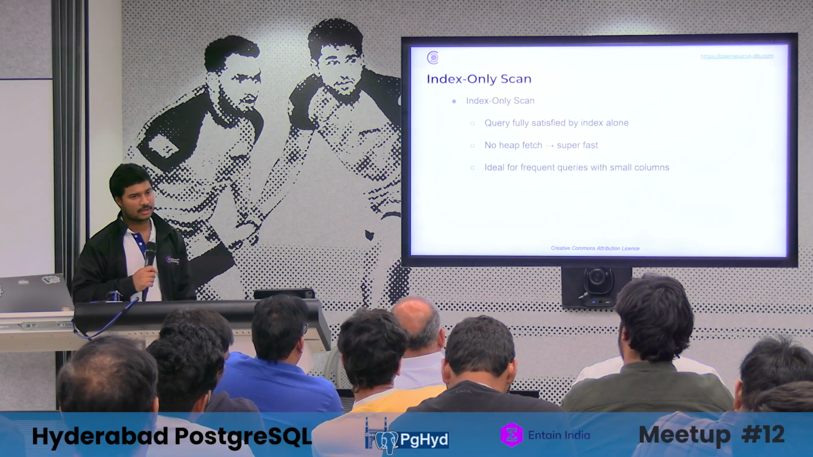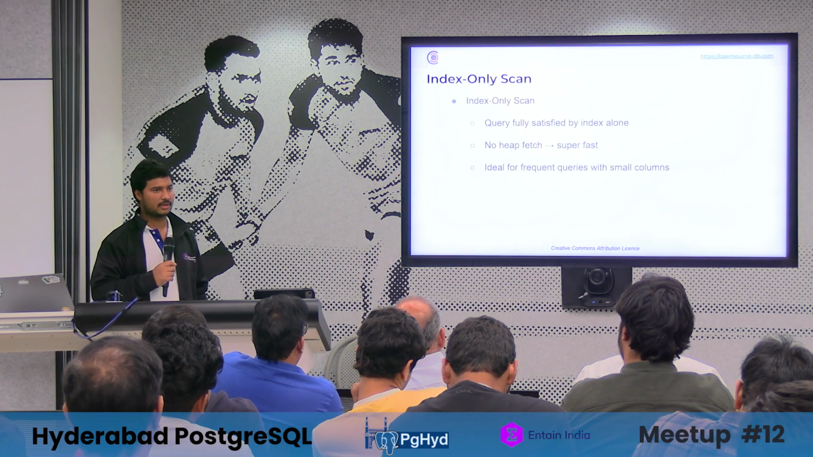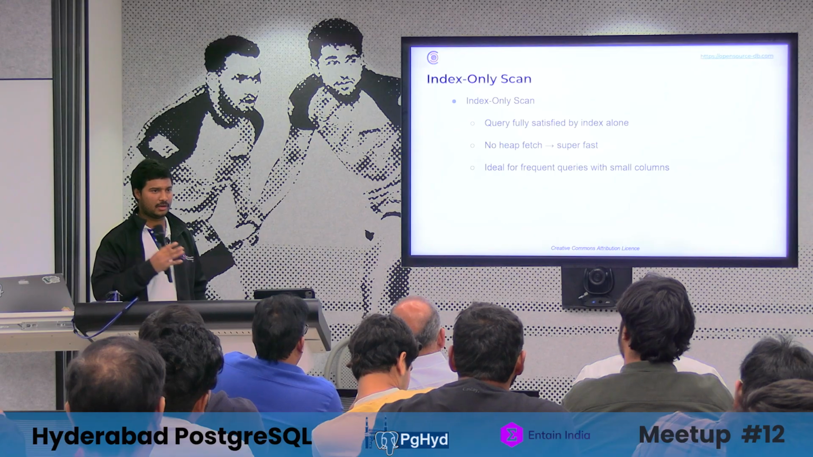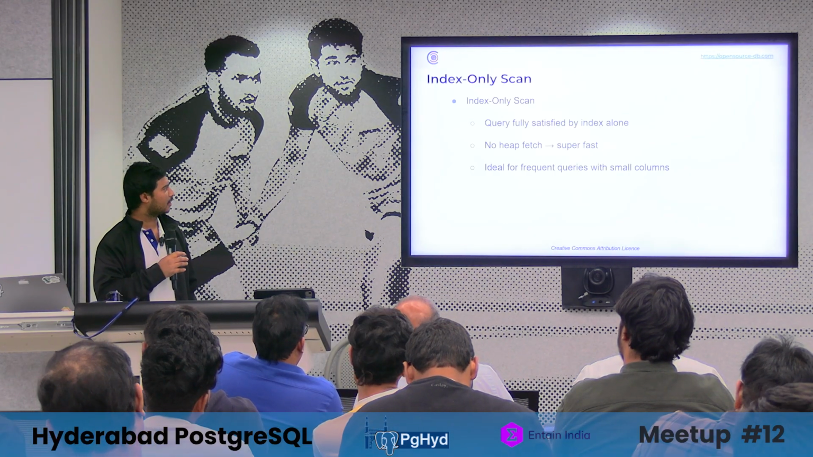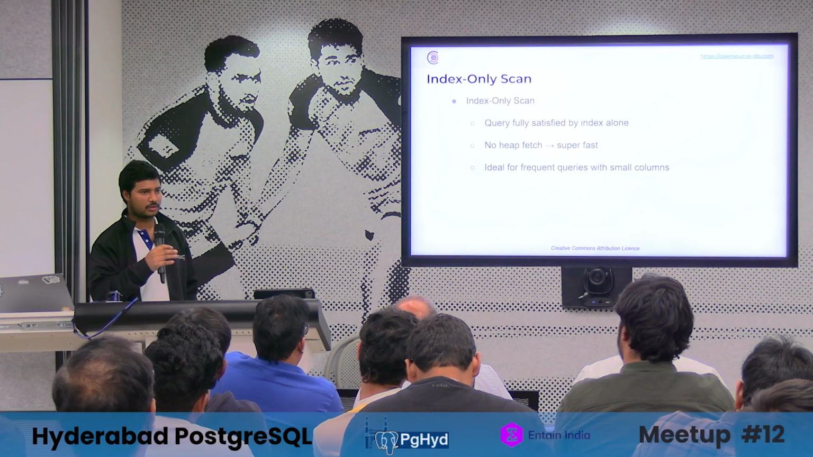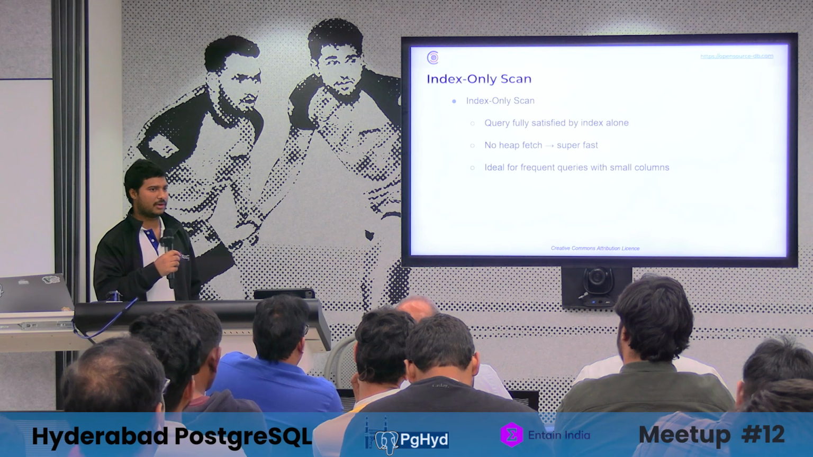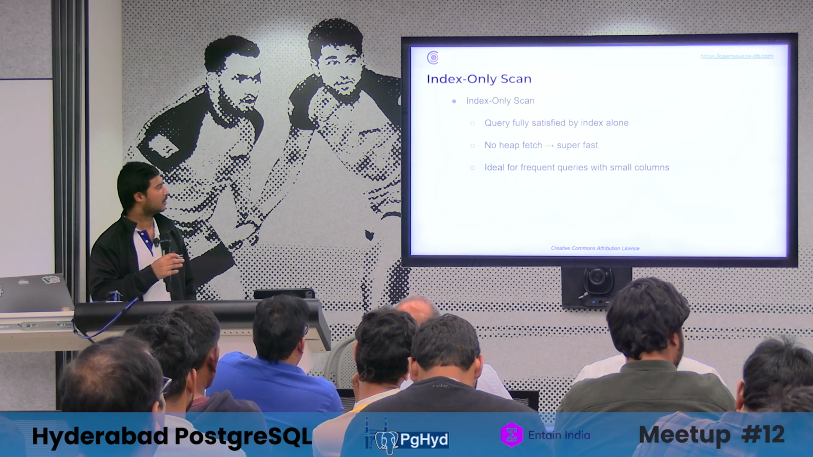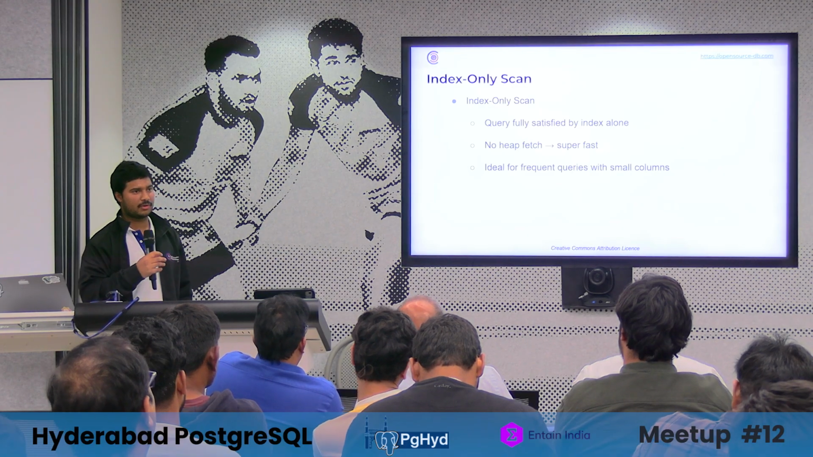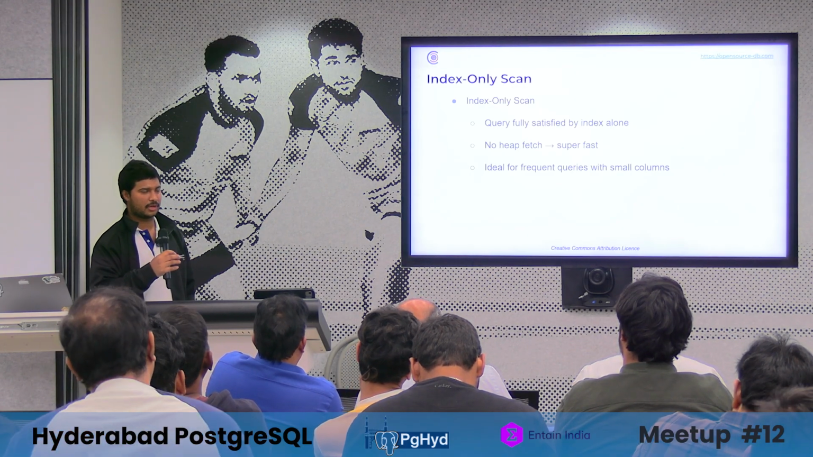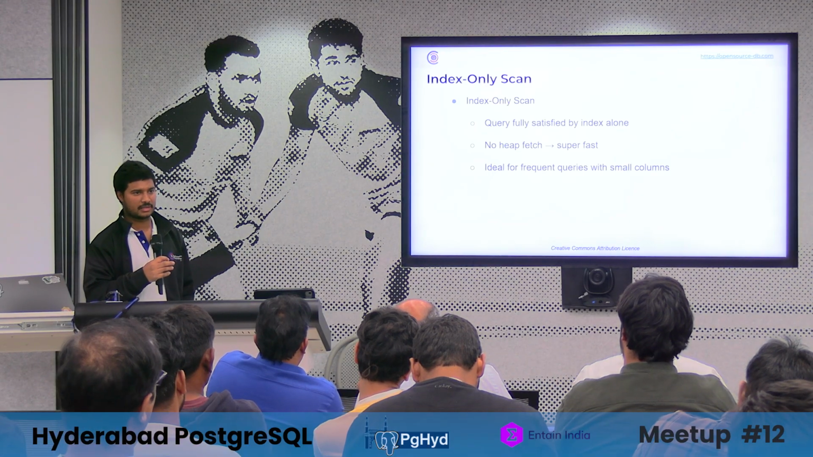Coming to the index only scan, say we have a table with a column ID and name, and a last name column. Based on those columns, we can use the index on them, and it will gather the information fast and showcase it. This index only scan is useful whenever all the columns in the query are covered by the indexes.